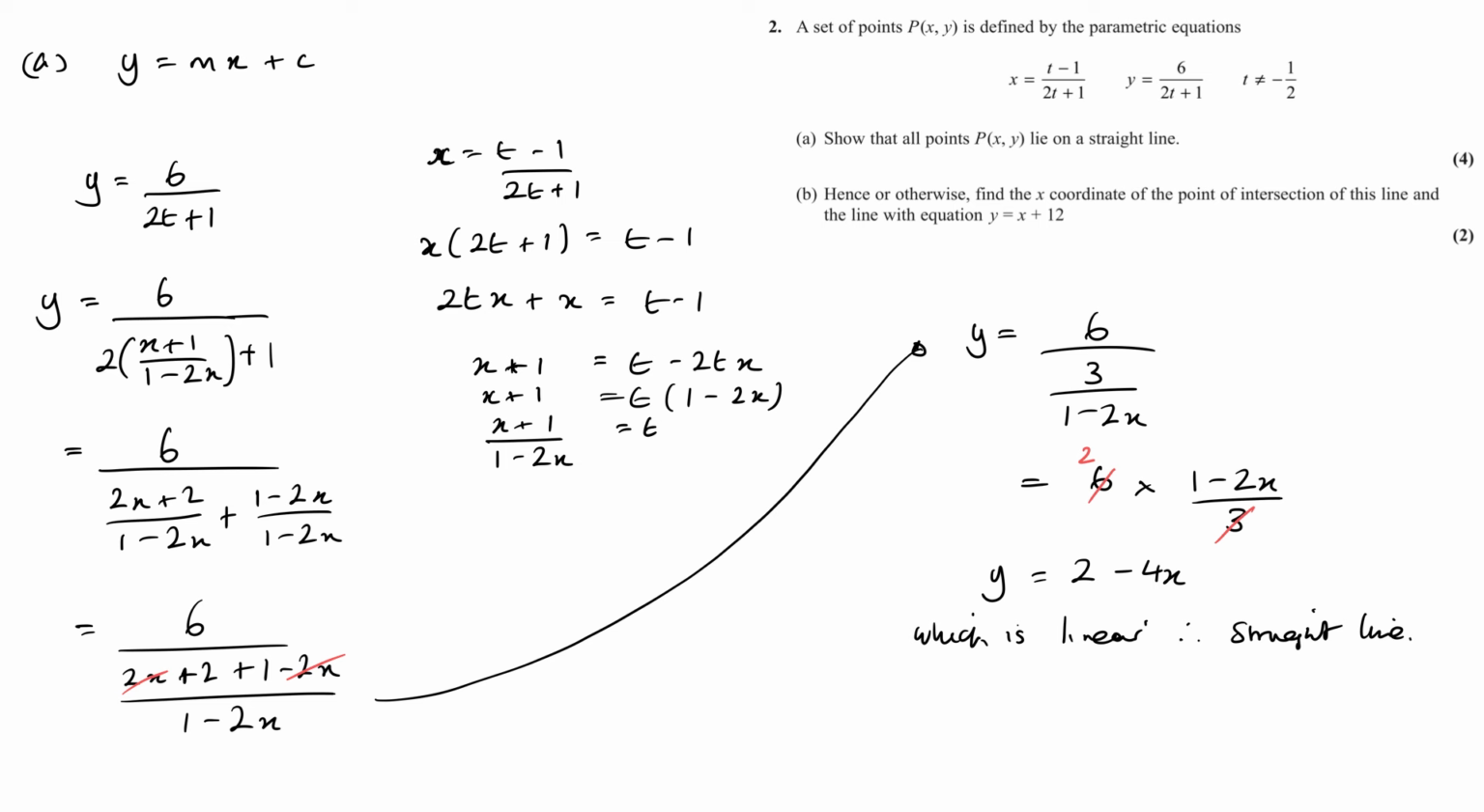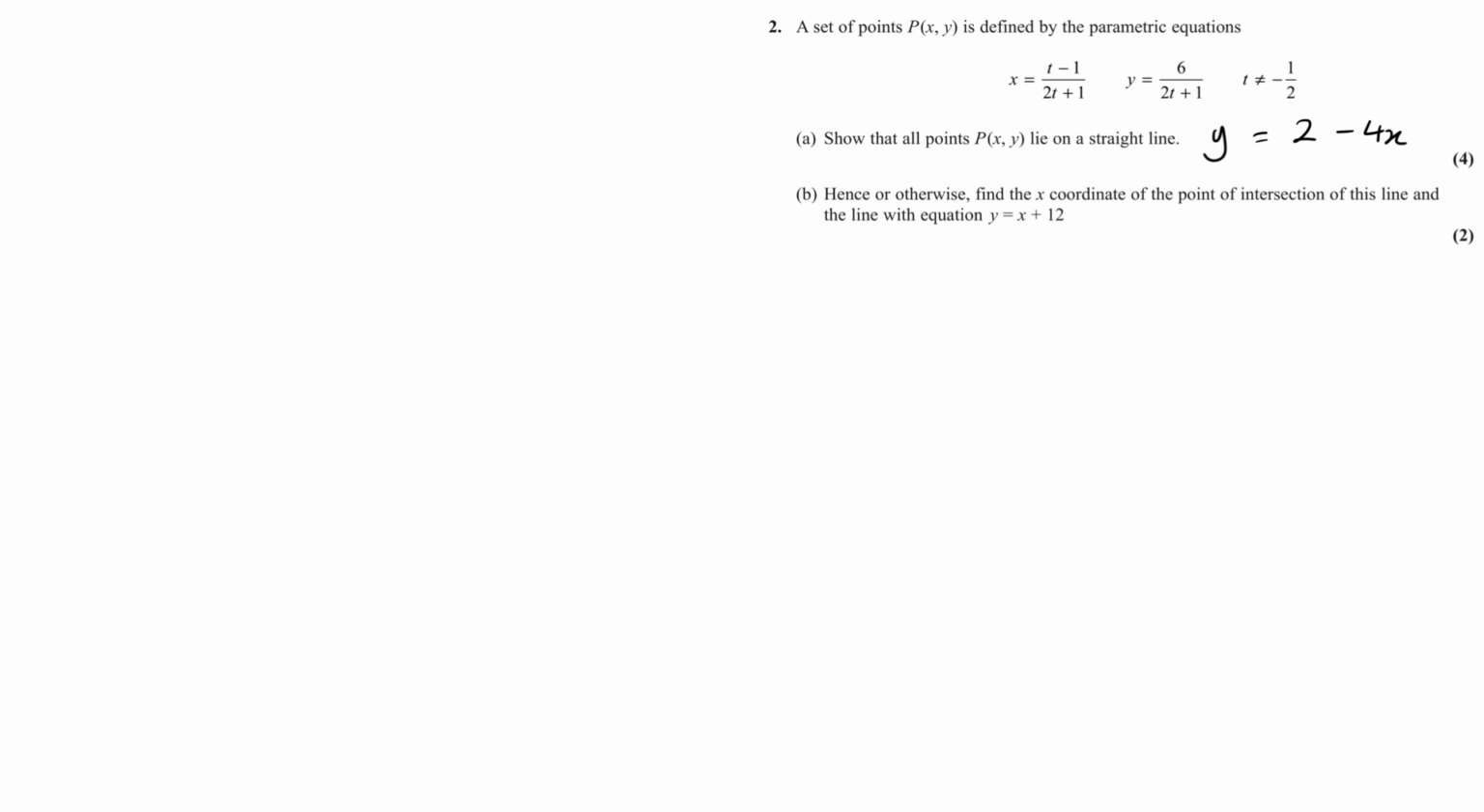You could of course have made this one the subject, and it would have been a similar thing when you substituted in. It's just a bit of manipulation there. Now part B says, hence or otherwise find the x-coordinate of the point of intersection of this line and the line with equation y equals x plus 12. So that's what we're going to do. Hence or otherwise usually means that you can use the previous answer that you've got, and it will generally be easier that way, but it's not the only way.